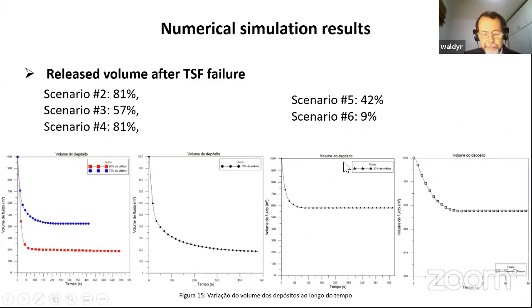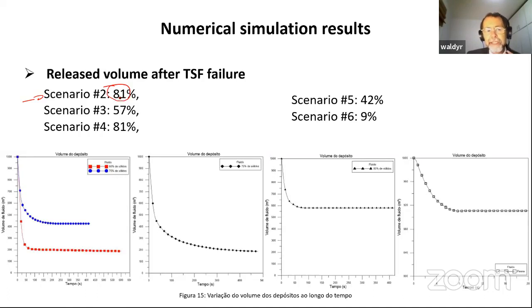The last picture that I'm going to share with you is this one. It is the released volume. The released volume after the TSF failure for scenario 2 was 81%. It means that, remember, you had like 1,000 cubic meters, so just 190 cubic meters remained there. So 81% was released to the downstream valley.